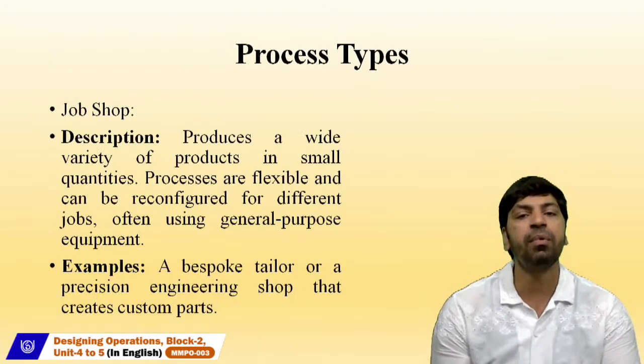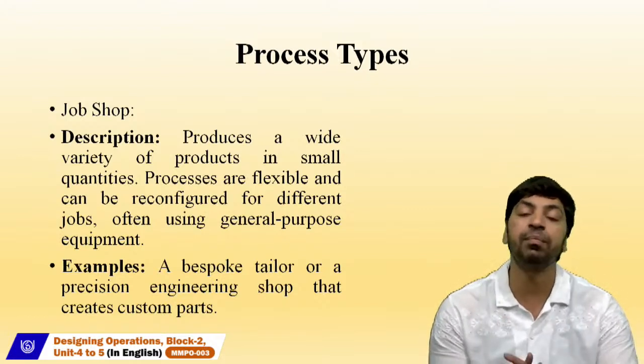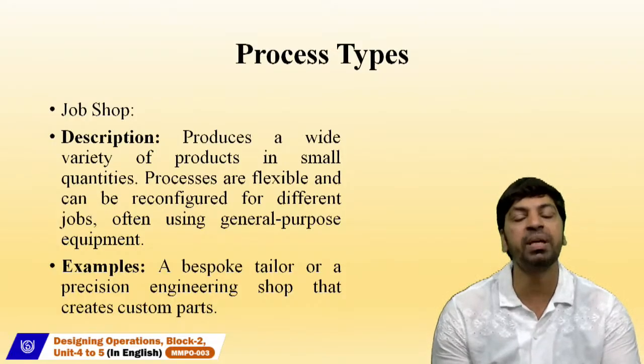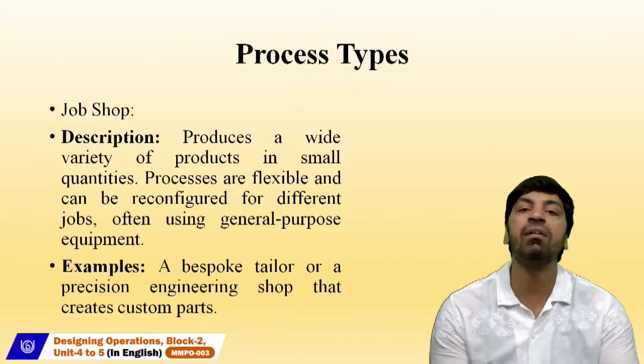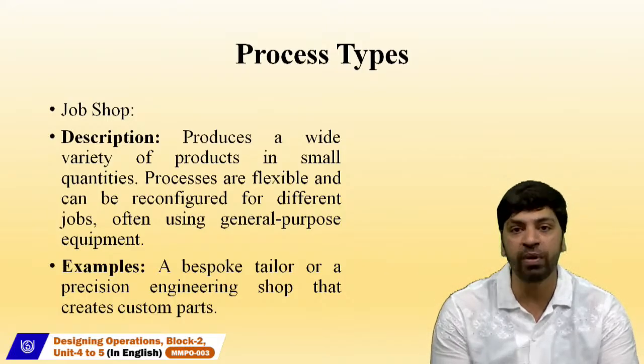The next important part is the process type. There are four main process types. The first one is a job shop. A job shop always refers to a process of producing a wide variety of products in small units.